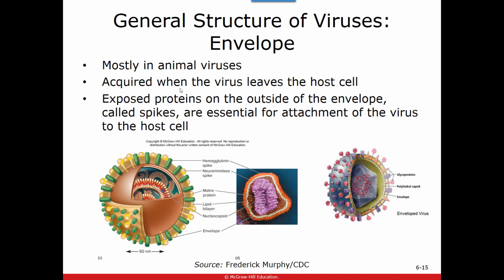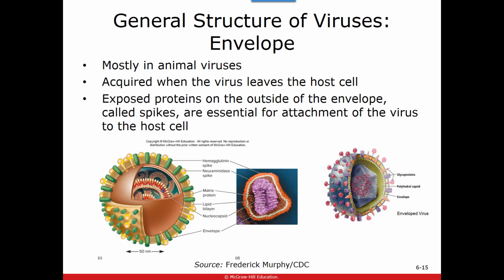And so here's a zoomed in picture of the envelope. This is a phospholipid bilayer with various types of proteins on the outside, these little spikes that stick out. We can see the little spikes that stick out. But that's a phospholipid bilayer. Our cells are phospholipid bilayers on the outside. So when it leaves our cells, it steals a little bit of the phospholipid bilayer, and it makes some of its own proteins. I'm like, it just steals it.